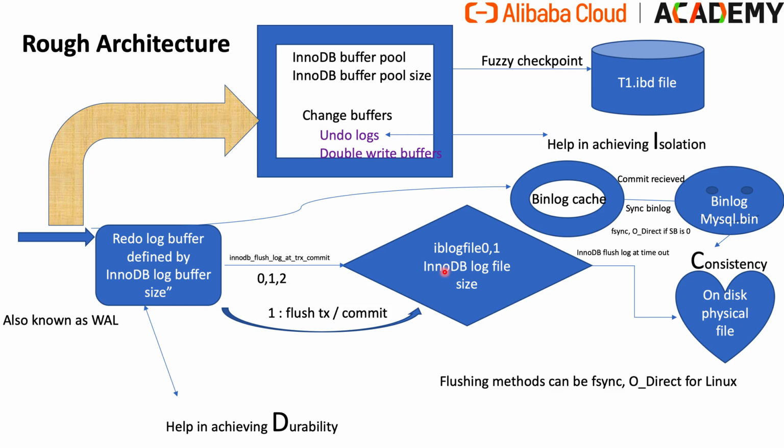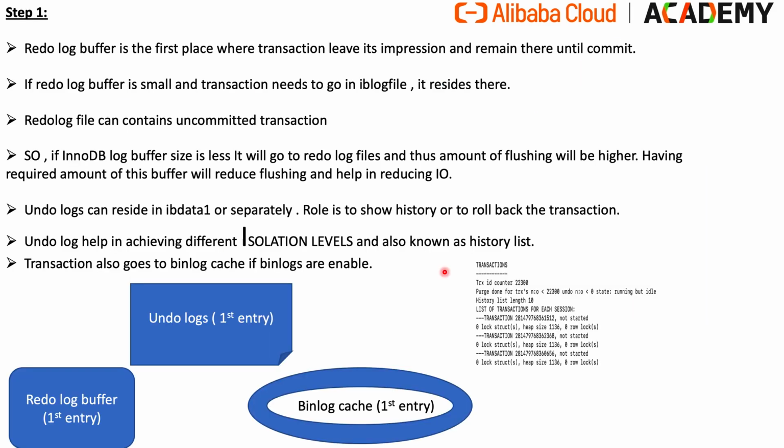Now let's segregate this complete architecture. Step 1. The redo log buffer is the first place where a transaction leaves its impression, and it remains there until it commits. As I mentioned, the redo log buffer is the first entry point of your transactions, and it remains there until the commit happens to your transactions.